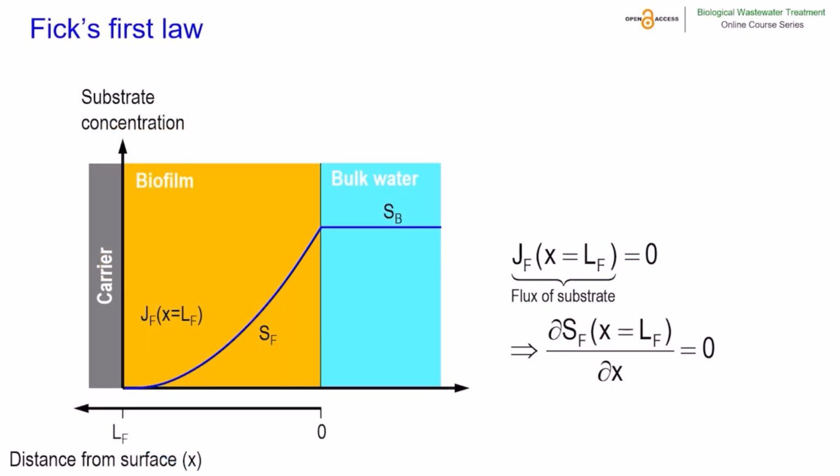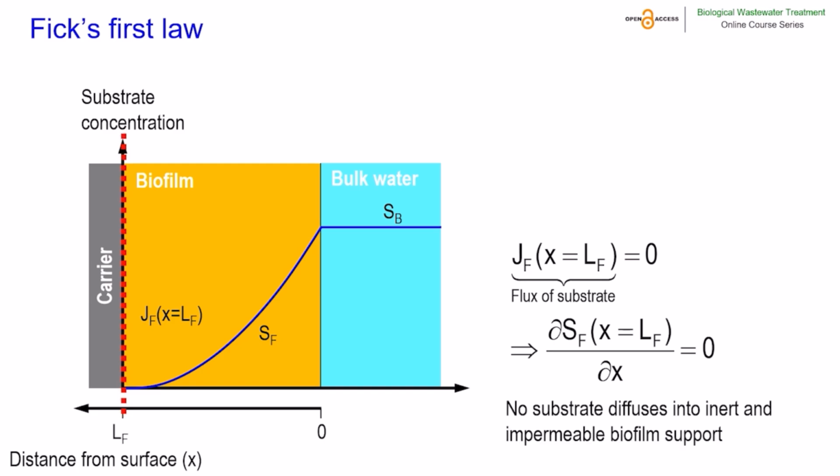Now, let's take a closer look at the base of the biofilm. At the base of the biofilm, bacteria grow on an inert carrier material. Substrate cannot diffuse into this carrier material. In other words, the flux at the base of the biofilm must be zero. And if the flux is zero at the base of the biofilm, then also the concentration gradient must be zero. This corresponds to what is shown in this figure.